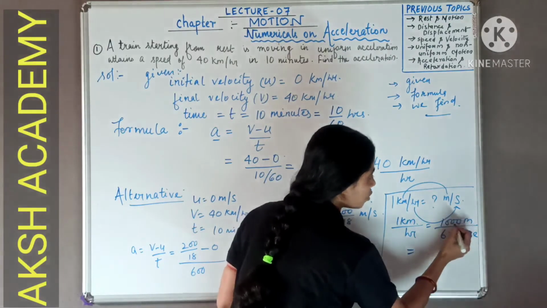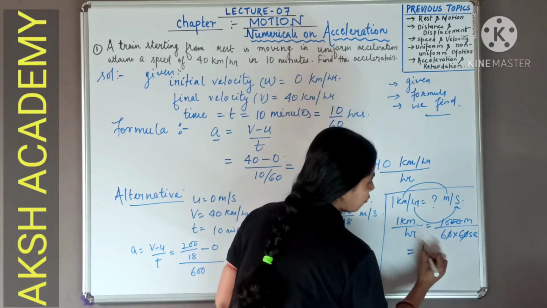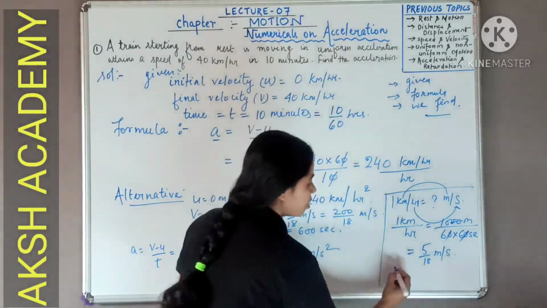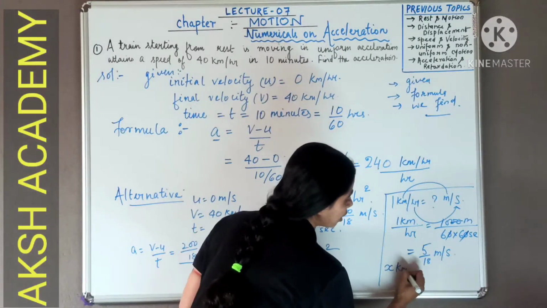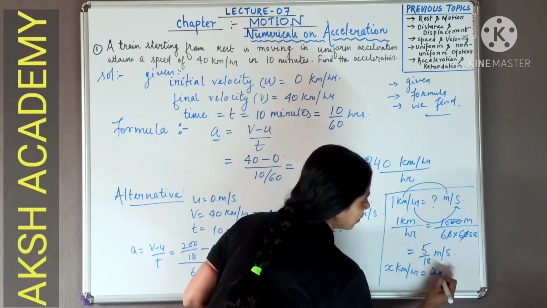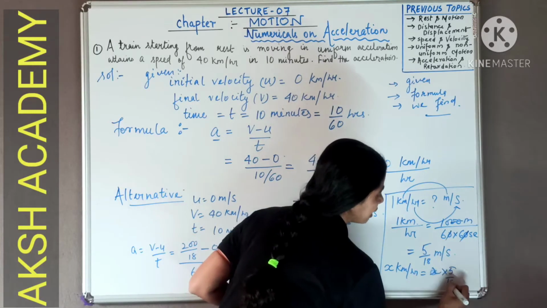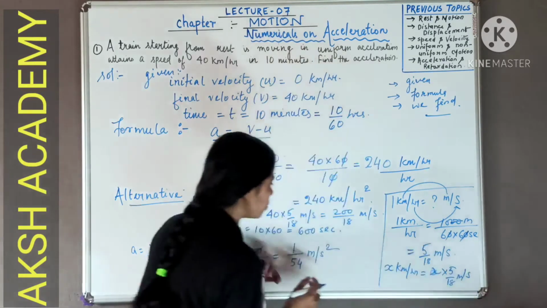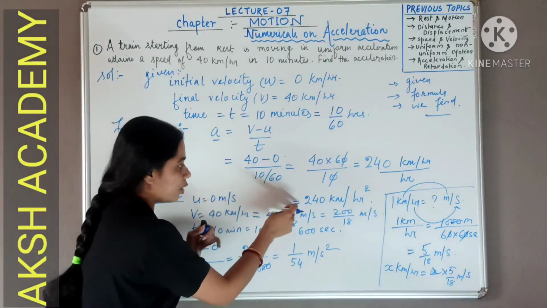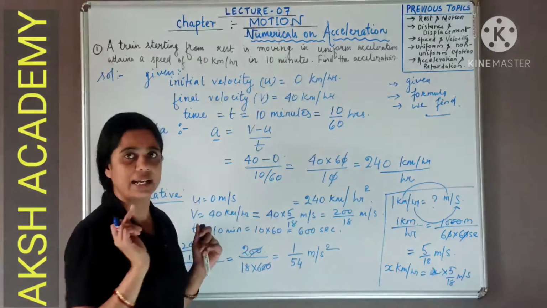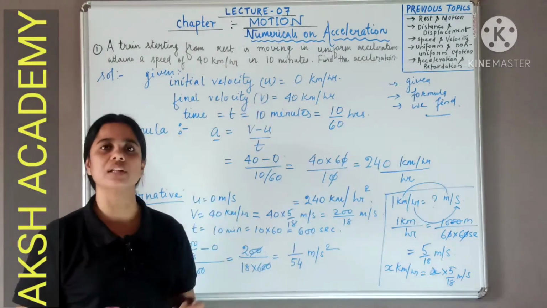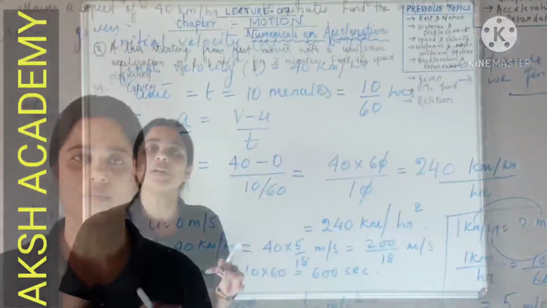So it will come to 5 by 18 meter per second. So when it is x kilometer per hour, it will be x into 5 by 18 meter per second. Here, x means 40 kilometer per hour. So it is 40 into 5 by 18 meter per second. This is how you will convert, and you can use the values in the question. Coming to the next question.